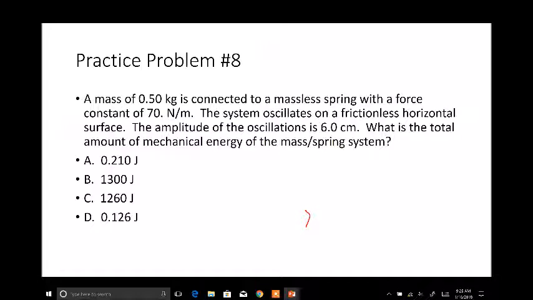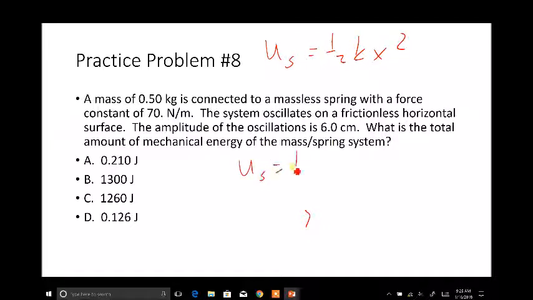Remember that when the oscillator is at its maximum displacement, either compression or stretch, all of the mechanical energy is going to be elastic potential energy. In between those 2 points, there's both kinetic and elastic potential. But at the amplitude, all of the mechanical energy is elastic potential, which we can calculate using 1/2 kx squared.